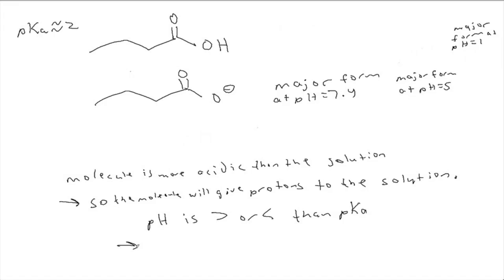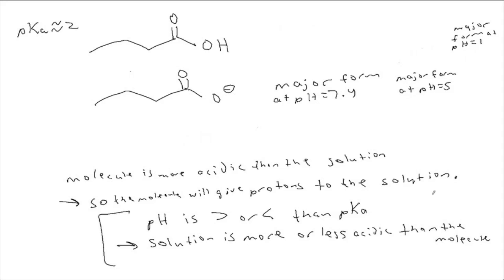And from that, you can tell whether the solution is more or less acidic than the molecule. It's important to try to speak clearly here so our thoughts are clear. It doesn't make sense to say the pH is more or less acidic. pH is a number. A number can't be acidic. You want to say the pH is a bigger or smaller number than the pKa, and then that allows you to compare whether the solution is more or less acidic than the molecule.